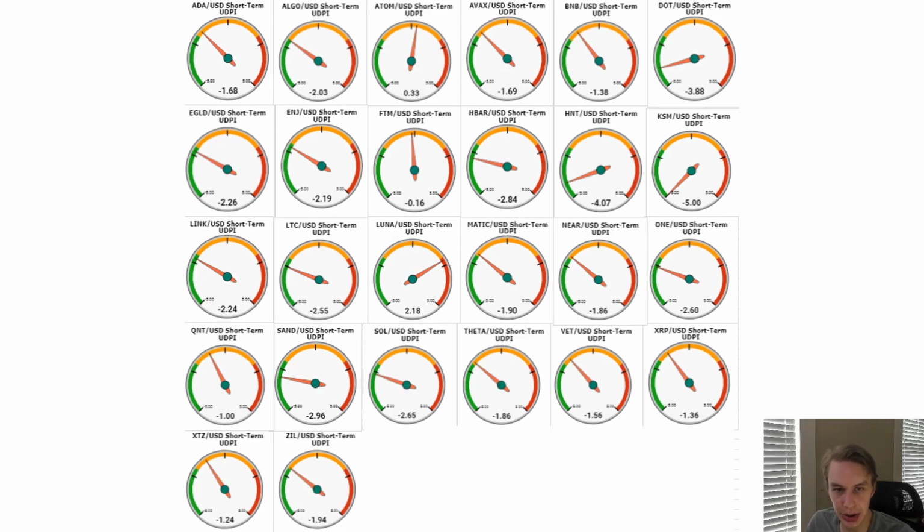And in the short term, here we have a little bit more variability, a little bit more indecision. You can see Luna is actually quite overextended in the short term, which makes me think that its current move is probably going to need to cool off, is my expectation, especially in these more bearish conditions. Getting up to 2 on the short-term UDPI is probably about as much as you might expect. But anyway, who knows? Anything could happen. But overall, with these, again, most of them are in the negative, with some being a little bit more undecided.